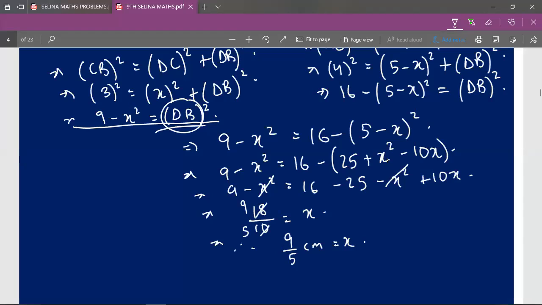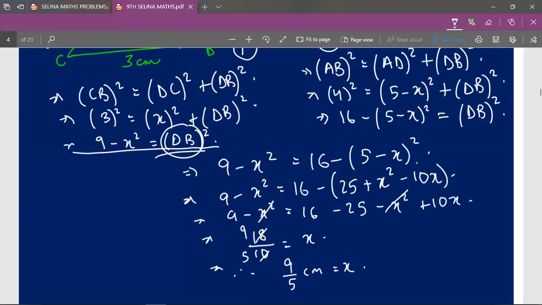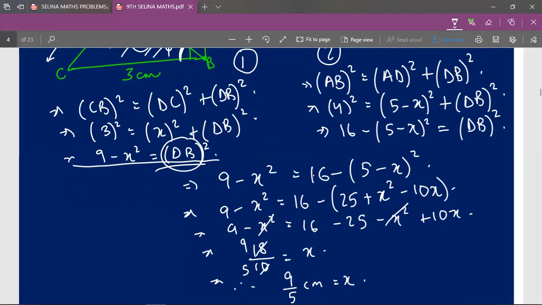Don't worry, I'll go through and advise you step by step on the process that I've taken to solve this formula. So once we have assumed that DB whole square is equal to DB whole square, 9 minus x square is equal to 16 minus 5 minus x whole square. So we'll open this bracket first. You must have learned in identities in 7th or 8th that a minus b whole square is equal to a square plus b square minus 2ab. So this is the a, this is the b.